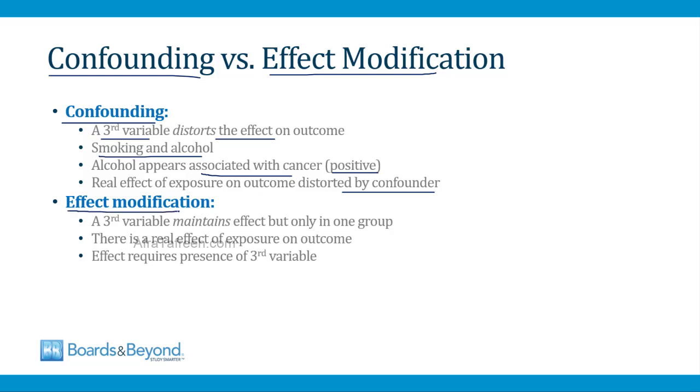In effect modification, a third variable maintains the effect you find in your study, but only in one group. So there is a real effect of exposure on outcome, but that effect requires the presence of a third variable, and that third variable is called an effect modifier.